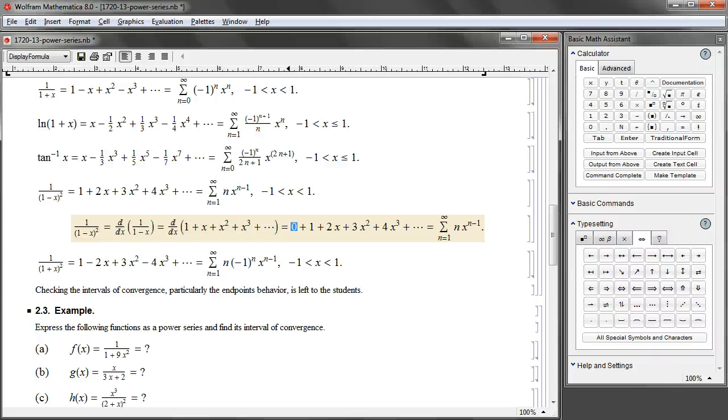Derivative of 1 is 0, derivative of x is 1, derivative of x squared is 2x, and so on and so forth. We have this kind of series. Eventually we have that kind of sigma notation. That corresponds to this function, 1 over (1 minus x) total quantity squared.